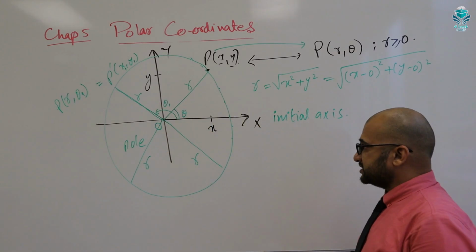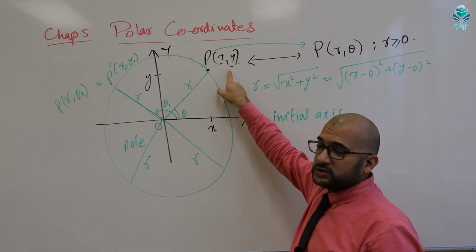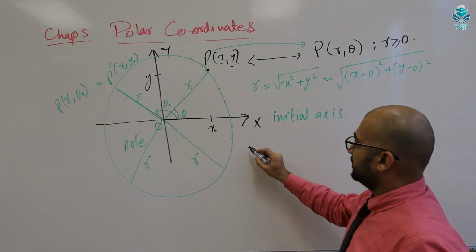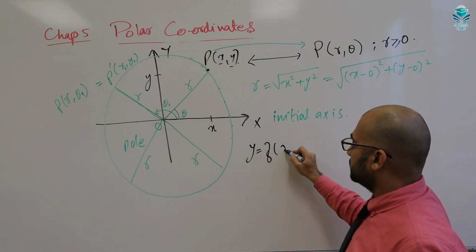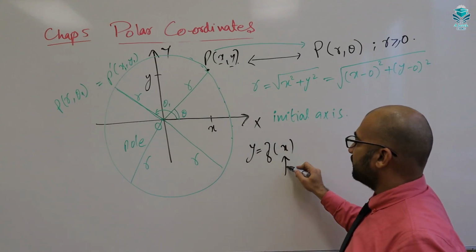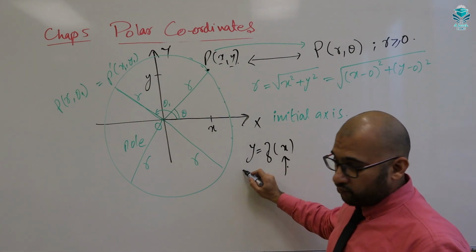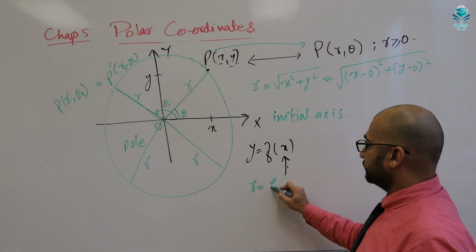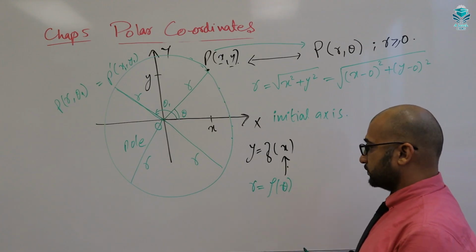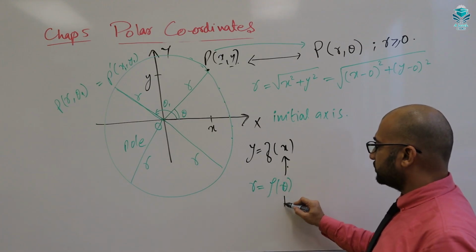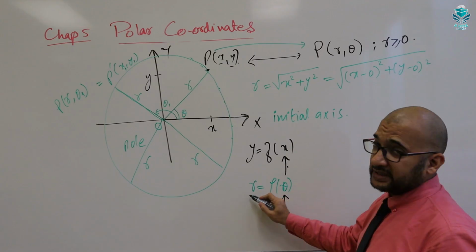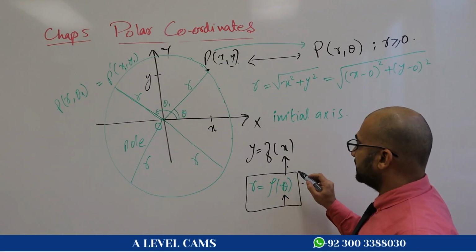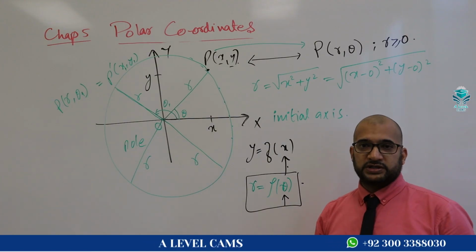One more point: as we do sketching, let's say you have an expression y equals f of x. Here you substitute the value of x and you get the output y. But when you have polar coordinates and r is a function of theta, then you substitute the value of theta and get r. This is the important point that you have to understand, which will be helpful for sketching.